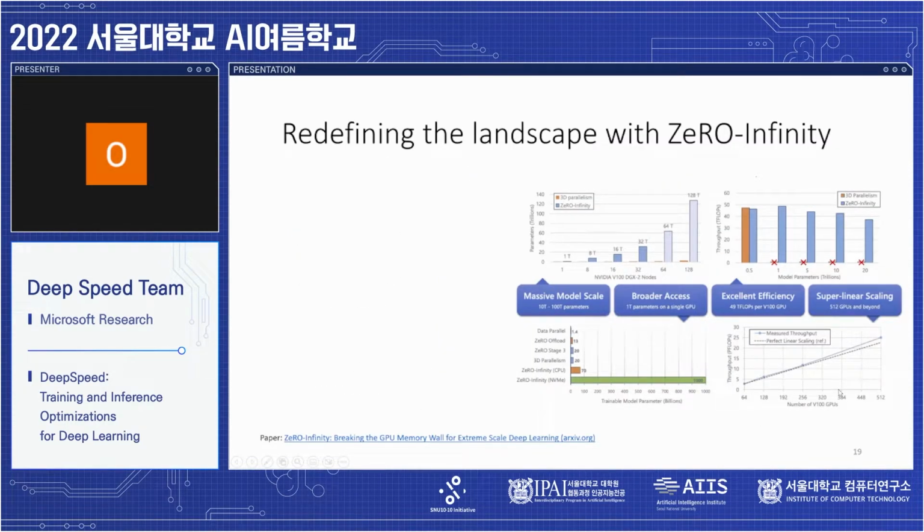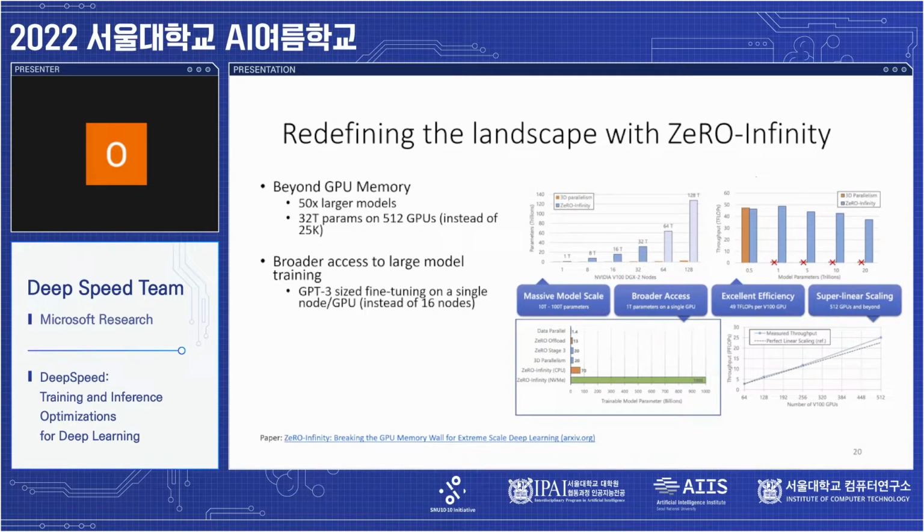Thank you. So we talked about how the landscape for large model training was very challenging. So let's look at how ZeRO-Infinity has redefined this landscape. The first point is that ZeRO-Infinity now allows you to train massive models, much larger, like 50 times larger than other techniques. Models in the 10 trillion to 100 trillion parameters range are now trainable. For example, the 32 trillion parameter model can be trained on 512 GPUs instead of requiring 25,000 GPUs using other techniques. This also helps to make fine-tuning of such large models or inference possible using fewer GPUs.